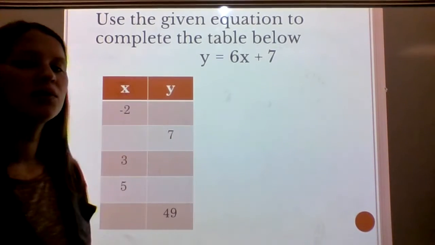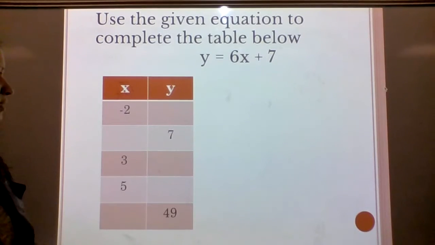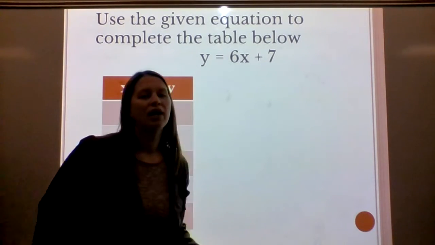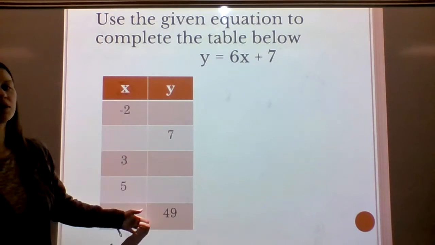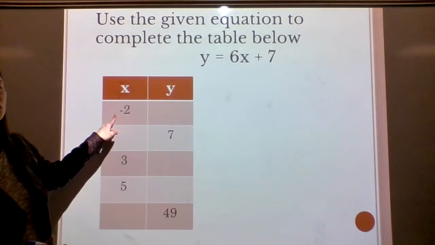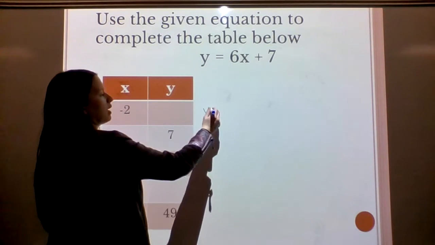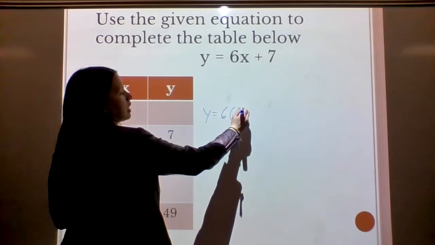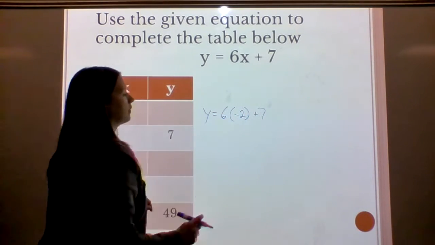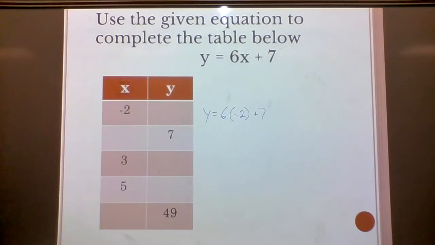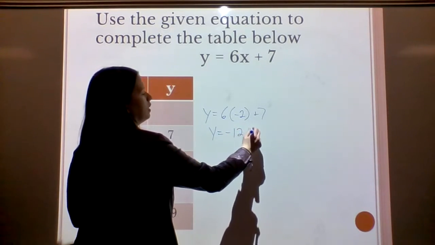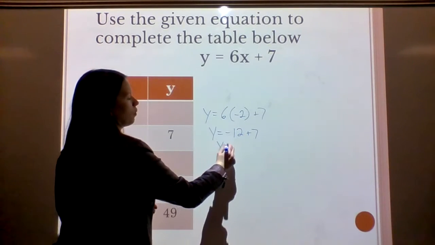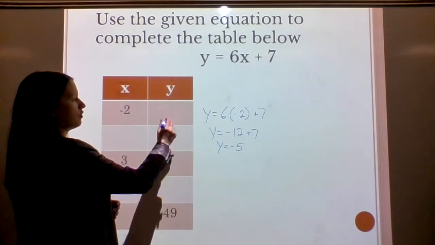So the first one, we're going to use the given equation to complete the table below. This is similar to what we talked about the other day. Y equals 6x plus 7 is our equation, and we have some x's and we have some y's. So let's talk about how to do the y's first. What we do is we substitute in what we know for the equation. So we don't know y. We know that x is -2, and we're going to add 7 to that answer. So we would multiply 6 times -2 to get -12 plus 7. So y equals -5.